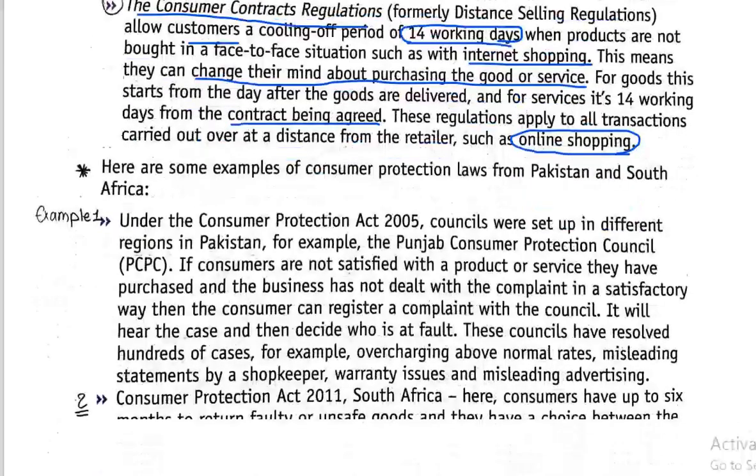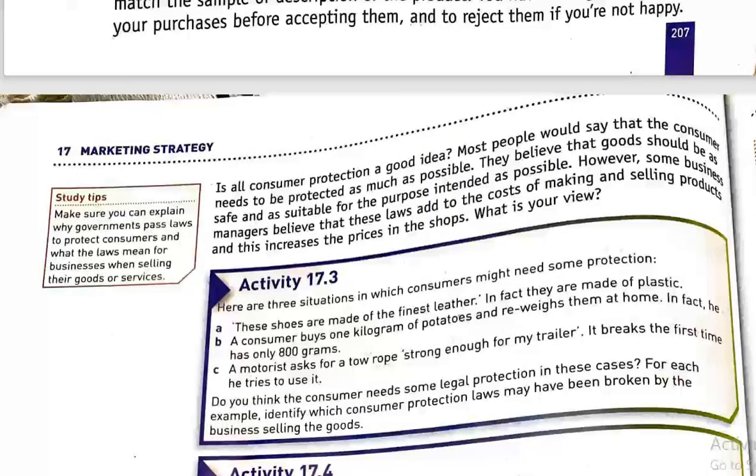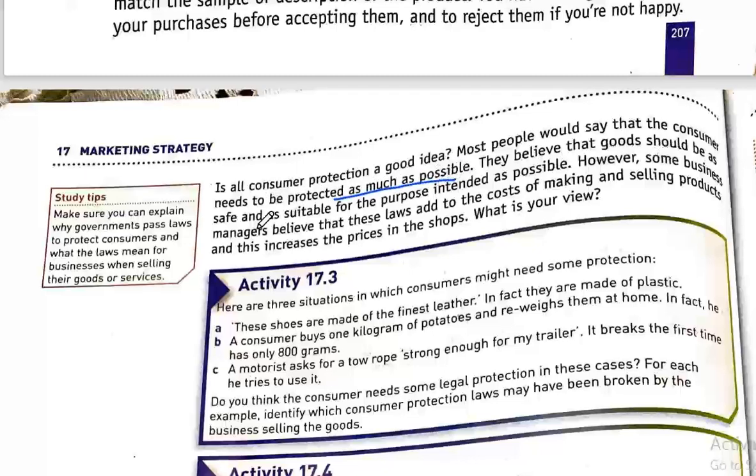Here we have two examples of consumer protection. I need you just to read them to have an idea what they're talking about. So, is all consumer protection a good idea? Most people would say that the consumer needs to be protected as much as possible. They believe that goods should be as safe and suitable for the purpose intended as possible.